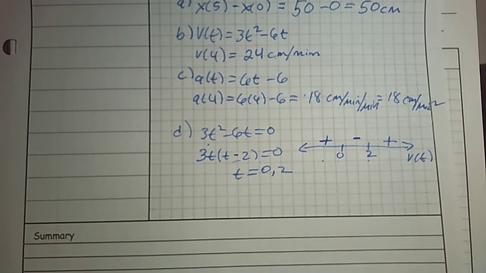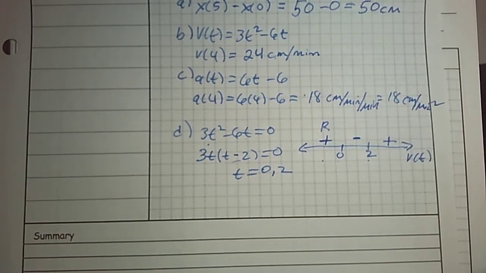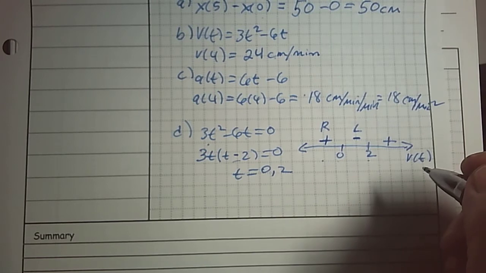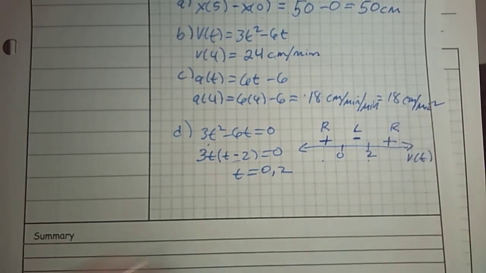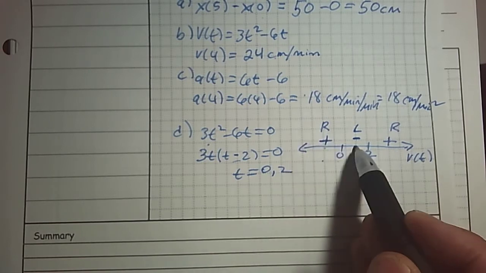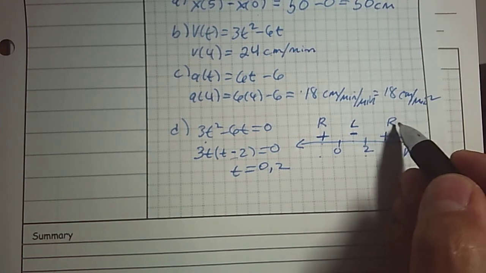So what's happening with this particle in terms of direction? So I want you to know that in this interval, it's going to the right. In this interval, it's going to the left. And then in this interval, it's going to the right. So a positive means it's going to the right. Negative velocity, it's going to the left. And then positive again, it's going to the right.